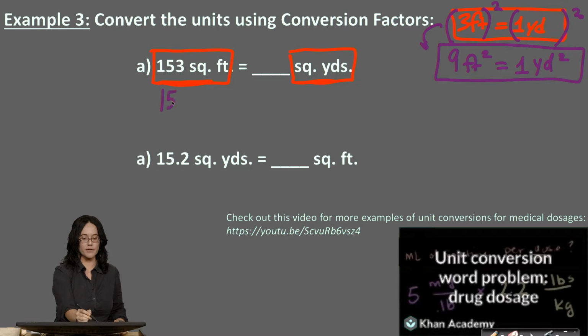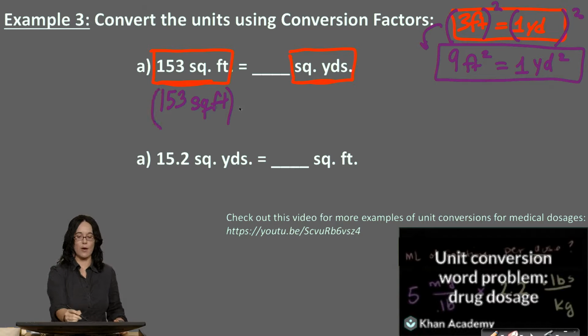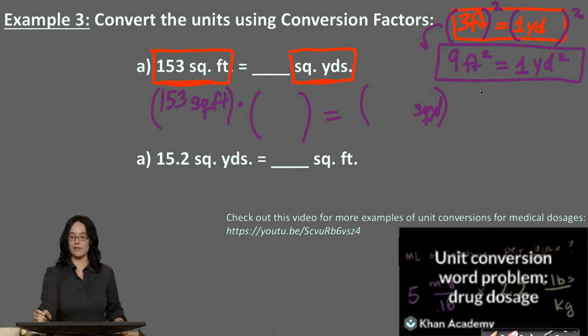So you start off with 153 square feet, and I'm going to put that in parentheses. What would I need to multiply that by in order to get into something that has square yards? Well, I notice here that I have a conversion factor of 9 square feet equals 1 square yard. Did you know that if something is equal to itself, you can stack them on top of each other and they're equal to 1? So you could write 9 square feet over 1 square yard, and you could also have written 1 square yard over 9 square feet, and that is equal to 1.